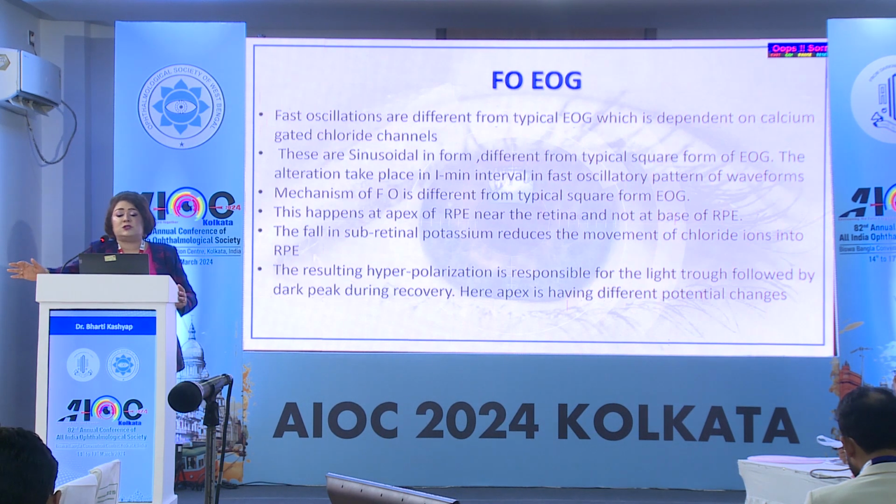The fast oscillations are different from the typical EOG, which is dependent on calcium-gated chloride channels. These are sinusoidal in form, different from the typical square form of the EOG. The alteration takes place at 1 minute intervals, and the mechanism is also very different. This happens at the apex of the RPE, near the retina, not at the base. The fall in subretinal potassium reduces the movement of chloride ions into the RPE. This is not calcium dependent. The resulting hyperpolarization is responsible for the light trough.